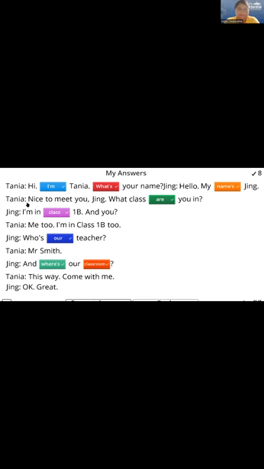In? I am in class 1B, and you? Me too, I'm in class 1B too. Who's our teacher? Mr. Smith. And where's our classroom? This way, come with me.